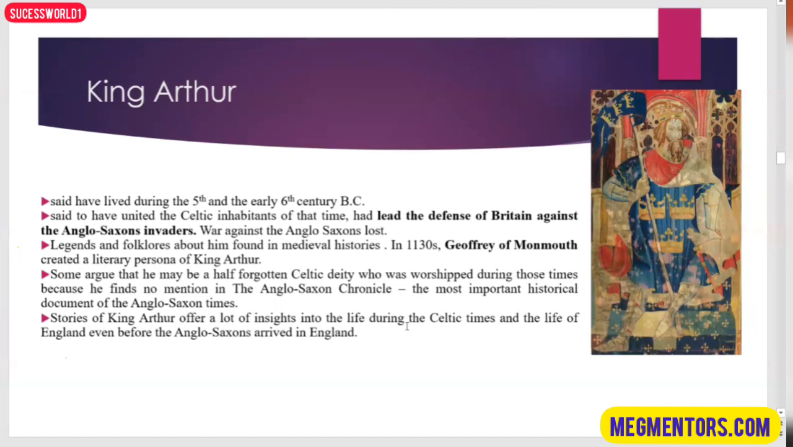The stories of King Arthur offer a lot of insight into life during the Celtic times, and the life of England even before the Anglo-Saxons arrived. This is one purpose that these stories serve: they tell a lot about the life of the Celtic times before the arrival of the Anglo-Saxons in England. Later, why are they called Anglo-Saxons and why not Anglo-Saxon Jutes? Because even the Jutes were pushed to the periphery.